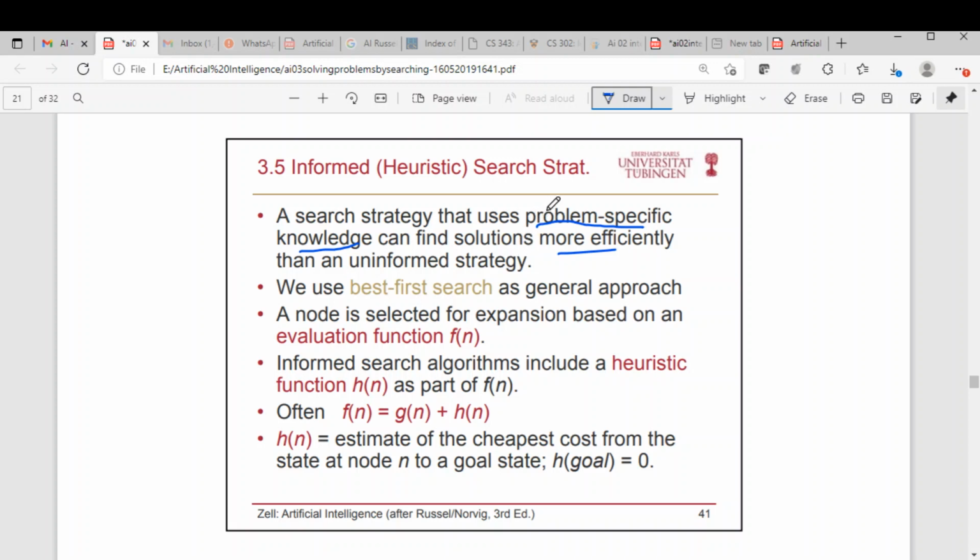Here we use a generalized approach which is called the best first search technique, and there are several variants of this best first search that we'll be discussing one by one. A node is selected for expansion based on an evaluation function. So which node should be expanded next will be decided based on an evaluation function, which is also called the heuristic function.